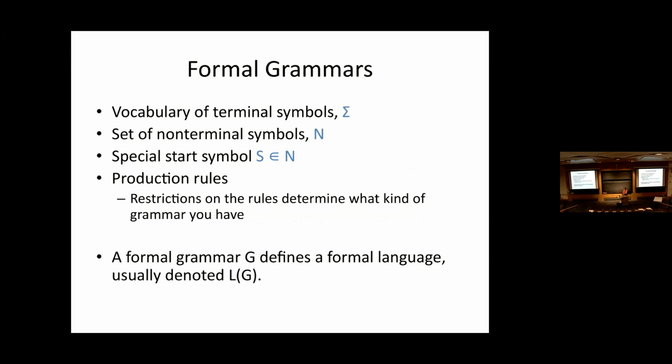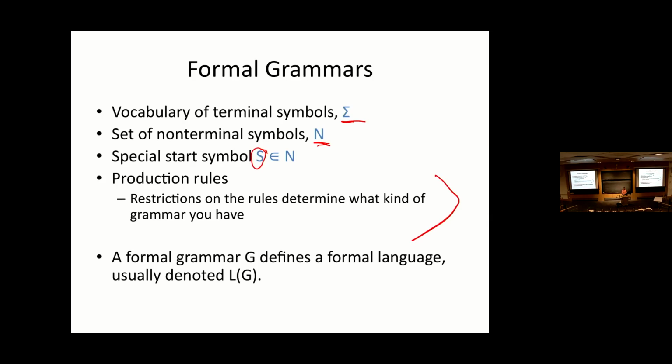You have a vocabulary of terminal symbols, which we call sigma. A set of non-terminal symbols we'll call N. A special start symbol S. And then production rules. And you can have different kinds of production rules depending on what kind of grammar you have.